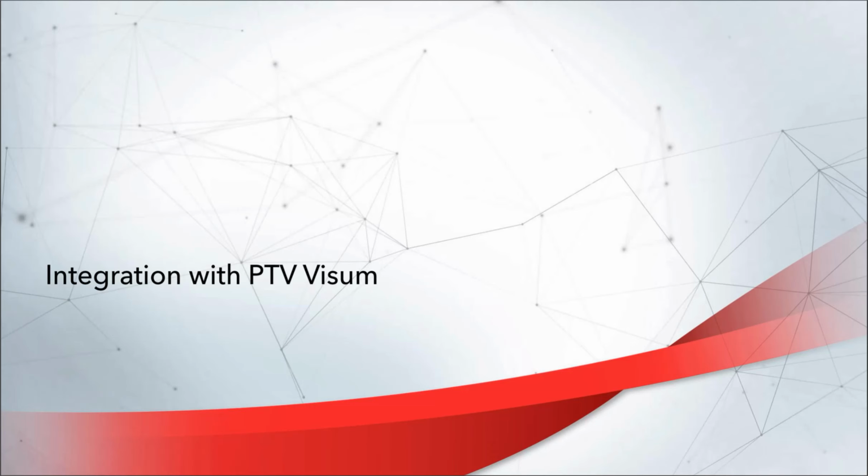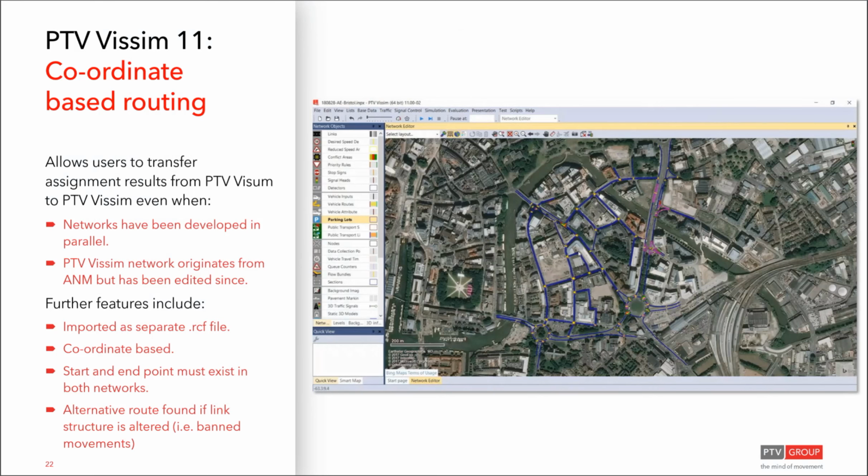Okay. A big feature that we've been working on for a while within PTV is how we can better tie integration with PTV Vissim. And this is particularly focused on the use case where we want to share networks and share assignment results and routing data from PTV Vissim into Vissim. So here you can see that I have a network that has been imported into Vissim through ANM. So we have taken this network, exported it from Vissim and imported it into Vissim.